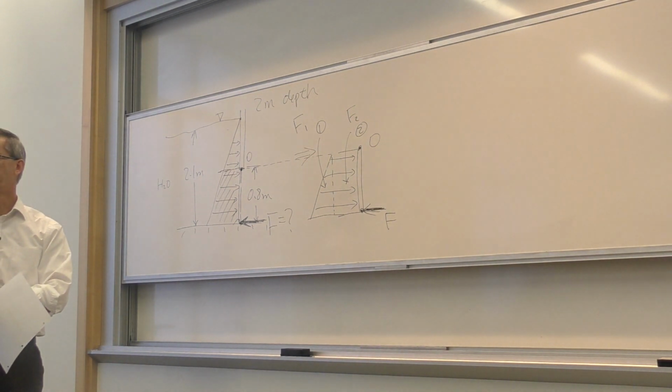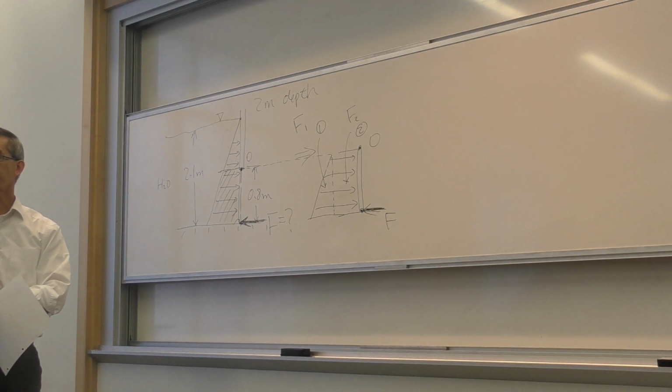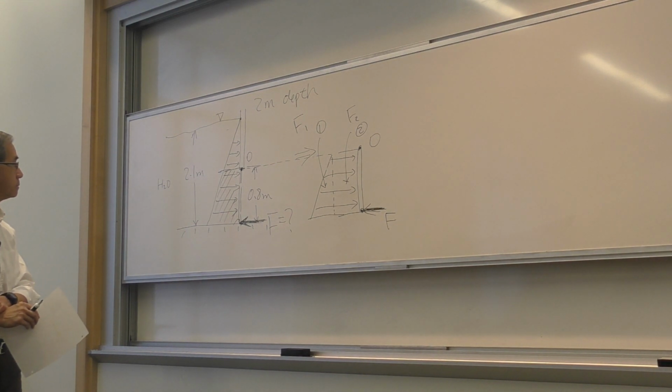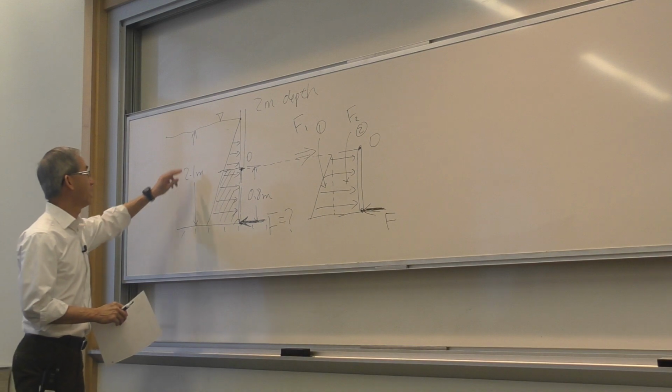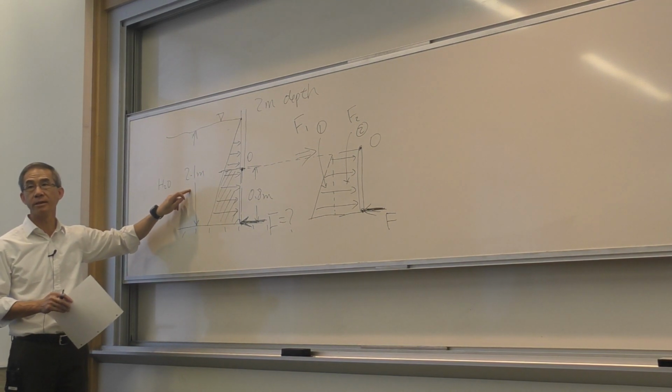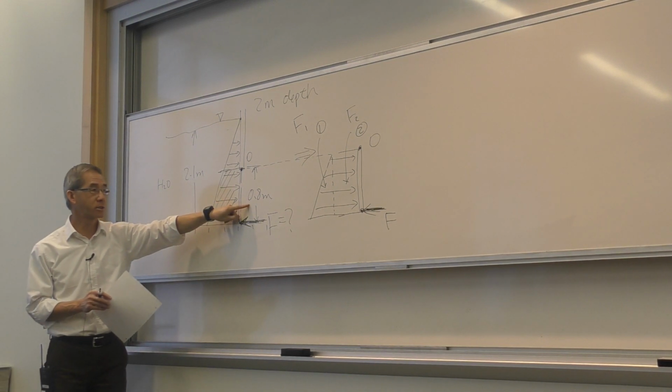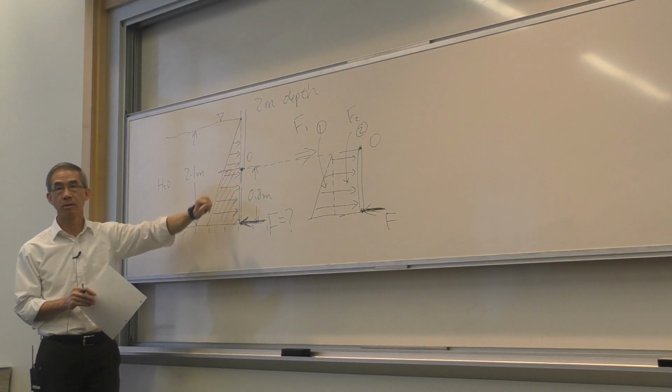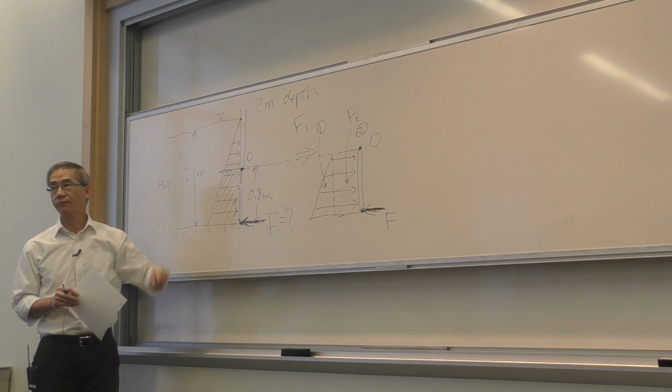Yes? Yeah, what's the difference between the 2 meter depth and like the 2.1 meter triangle? Oh, okay, so the height of the overall water from top to bottom is 2.1 meters. Obviously, I didn't draw this to scale. This is too big. The 2 meter depth, what does that mean?